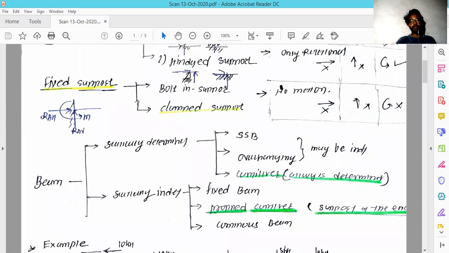I'll wait a minute. I'll share my screen. So, the other diagram.